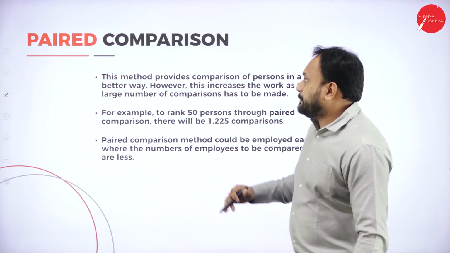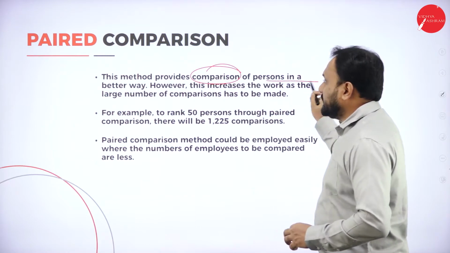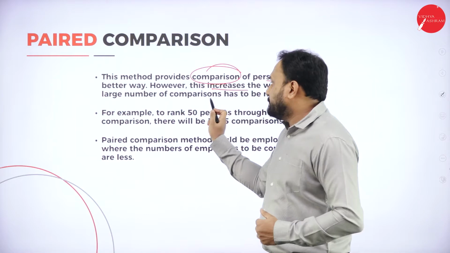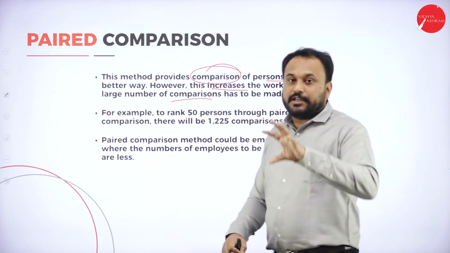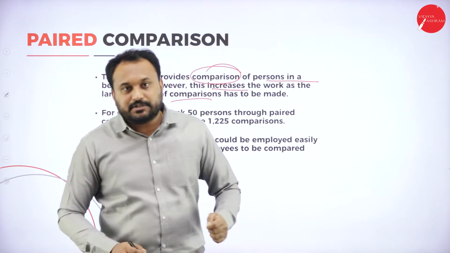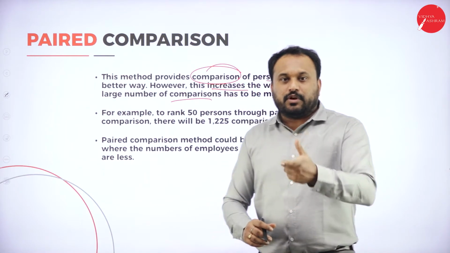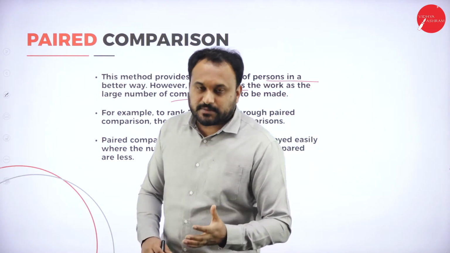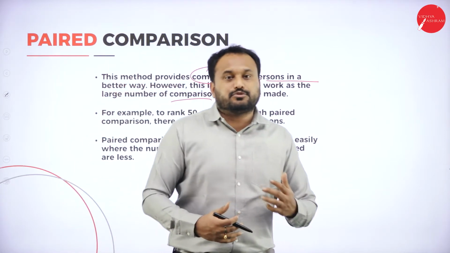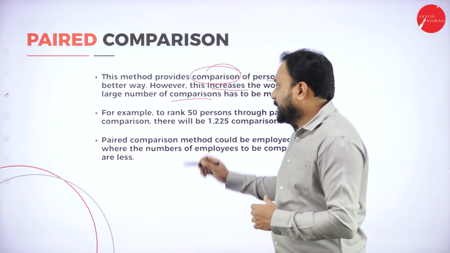Now when we go with a paired comparison, this method provides comparison of persons in a better way. However, this increases the work as a large number of comparisons have to be made. But here you get a proper check about each and every person, who is better than whom. Say for example, let's take an example where we have 50 employees. Now to know 50 employees, how many times you are supposed to go with this paired comparison method, you need to go with this.